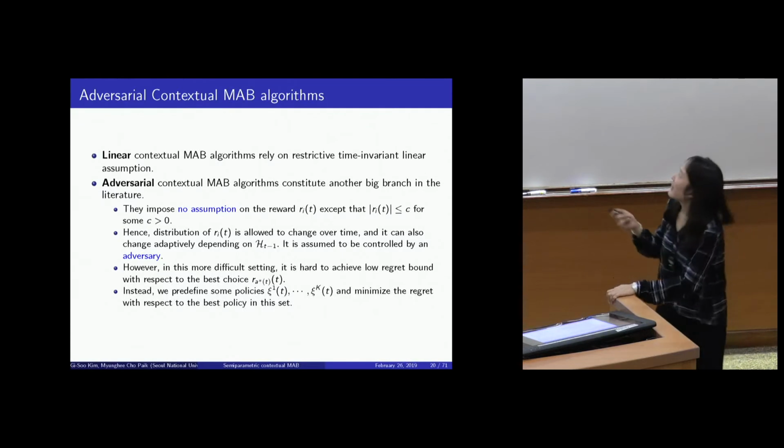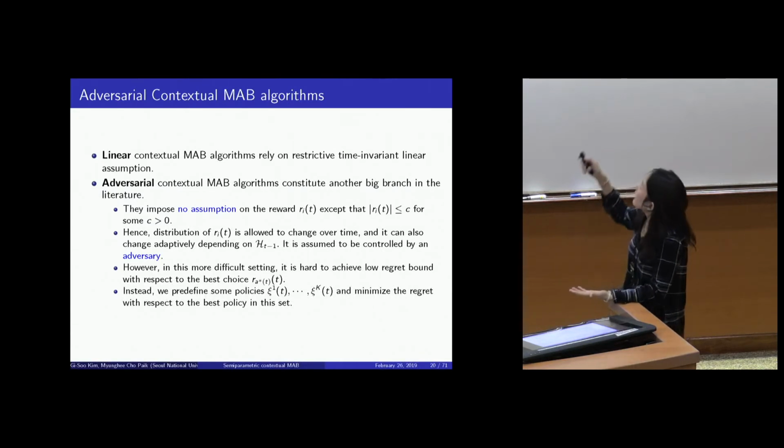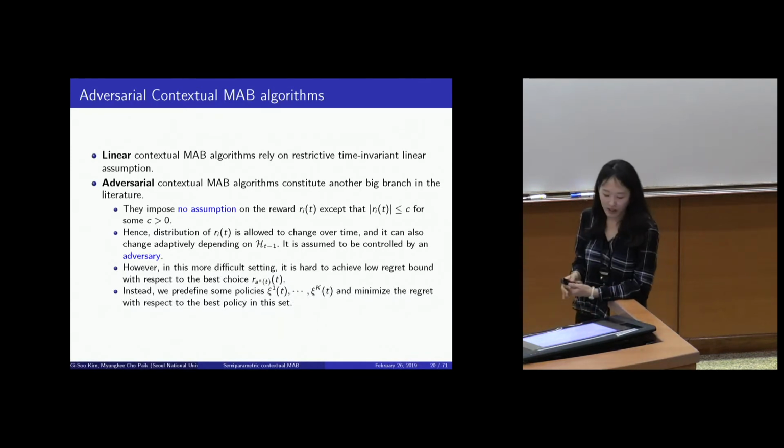So far, we have reviewed two linear bandit algorithms, and these linear algorithms rely on restrictive linear assumptions, because the restrictive part is that the relationship, which is expressed by the coefficient mu, is time invariant. So this is like a weak part.